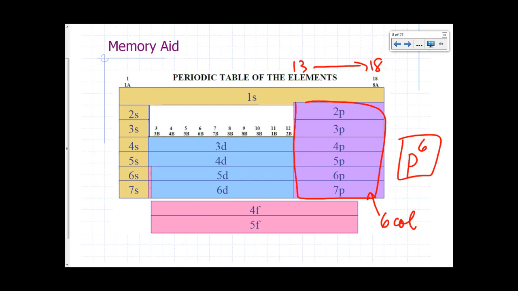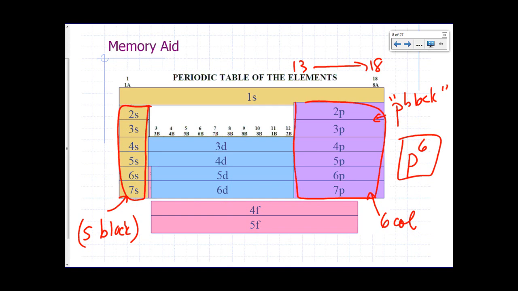If you look at this block right here, there's 2 columns. You call this the s block. Okay, this is the p block, by the way. That part of your periodic table is called the p block. This part of your periodic table right here is called the s block. Okay, you'll notice it's 2 columns.